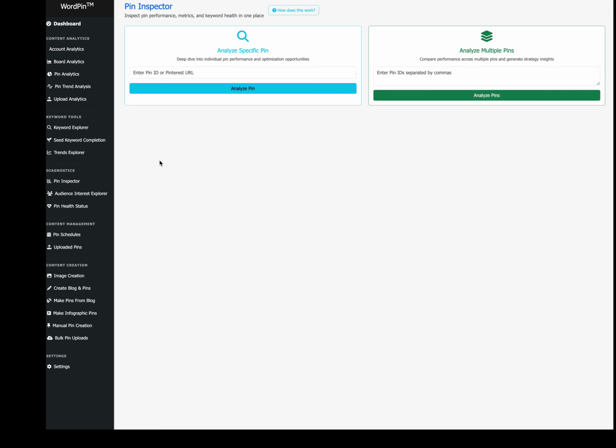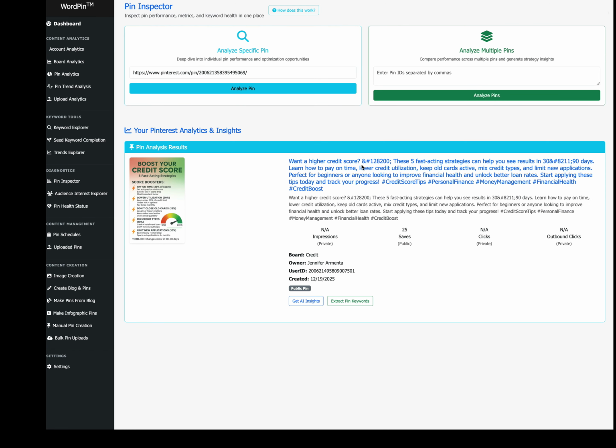Now, what I did, I took one of the keywords that were showing up in the seed keyword completion. I went on Pinterest and looked at pins that rank for the keyword. Then what I can do, I can take the pin ID or the URL, doesn't matter. If that's a public pin, then I can see all of this information. Now, this one came up. It's a public pin. Again, here you can only look at public pins or your own pins. Then you click on extract keywords.